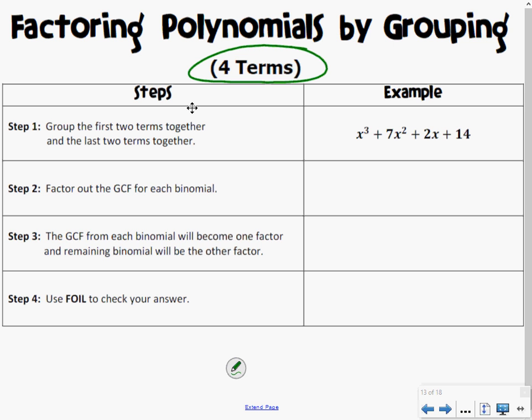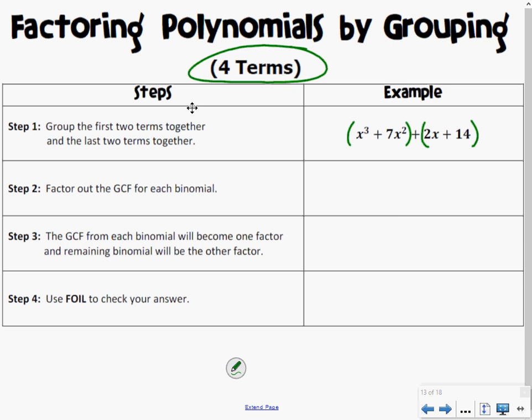So anytime you see a four-term polynomial and you're trying to factor, that should send up a little red flag, and you should think to yourself, hey, when we have four terms, we use factoring by grouping. On the left side, you're going to see the steps, and on the right side, we're going to work through an example. Now, the name is called factoring by grouping, so there is this element of grouping our polynomial at the very beginning. And we do this by putting parentheses around our first two terms and another set of parentheses around our last two terms.